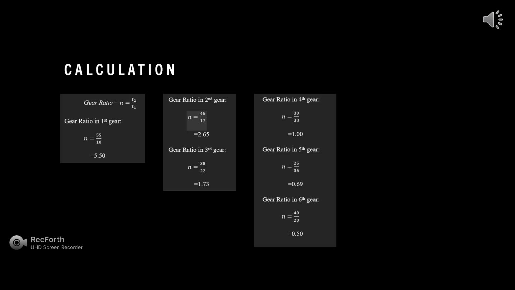So next, for calculation, we can calculate the gear ratio of each gear by using the formula: gear ratio equals driven gear over driver gear. So for example, in our first gear, the gear ratio is 5.50. We get this by dividing the driven gear by the driver gear. On the second gear, the gear ratio is 2.65, while in third gear, the gear ratio is 1.73. In the fourth gear, the gear ratio is 1, while in fifth gear, the gear ratio is 0.69, and in the sixth gear, the gear ratio is 0.5.